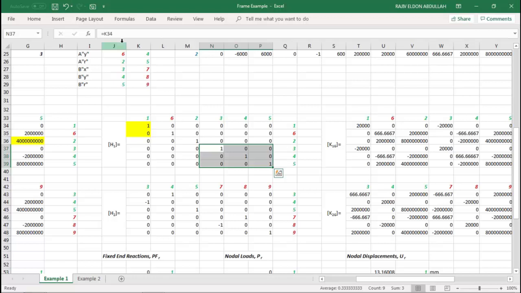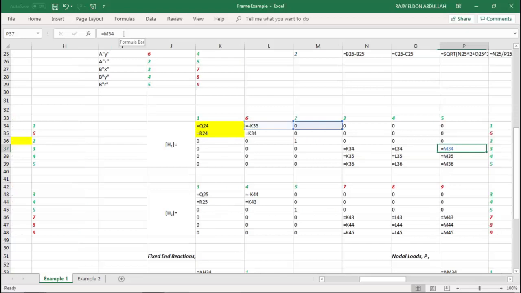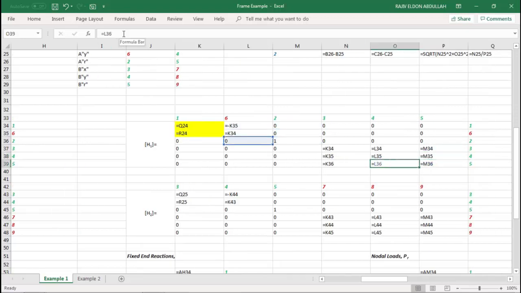Okay. So as you can see here, it's just a matter of these values. Okay. Just link all of them to the upper left matrix. Then the rest would be zeros. Okay, here and here. Okay.